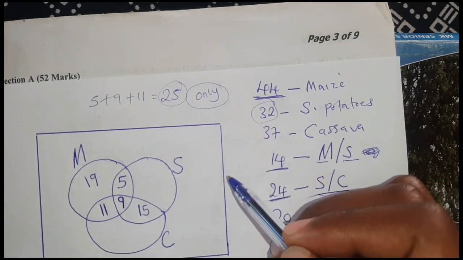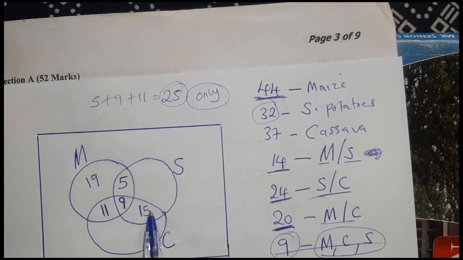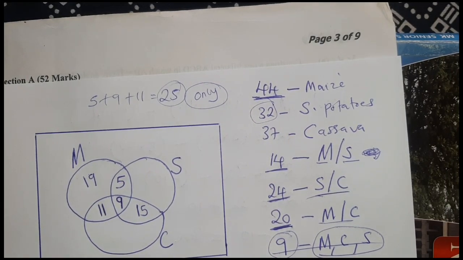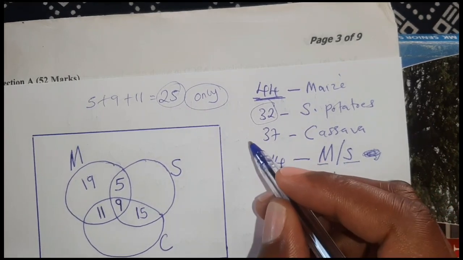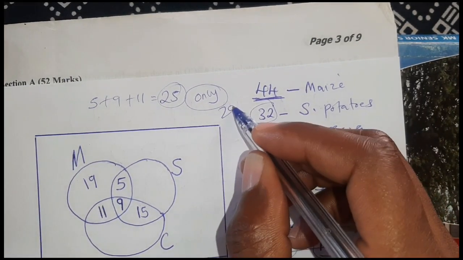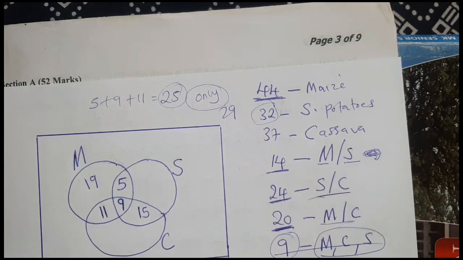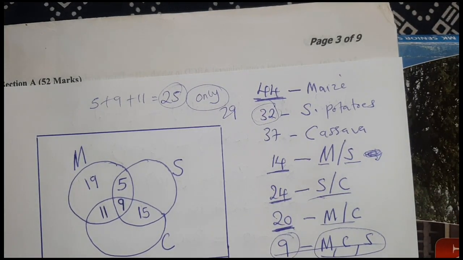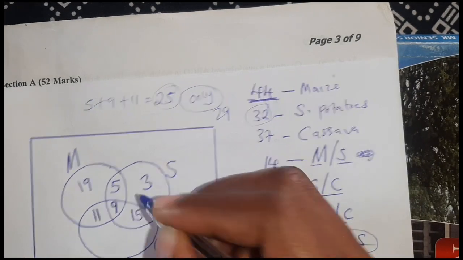There were how many? 32. So we add these that are in the set for sweet potatoes first of all. 5 plus 9 plus 15. It is giving us 29. So 29, we will subtract it from 32. Okay? So 32 minus 29. So we have a 3.